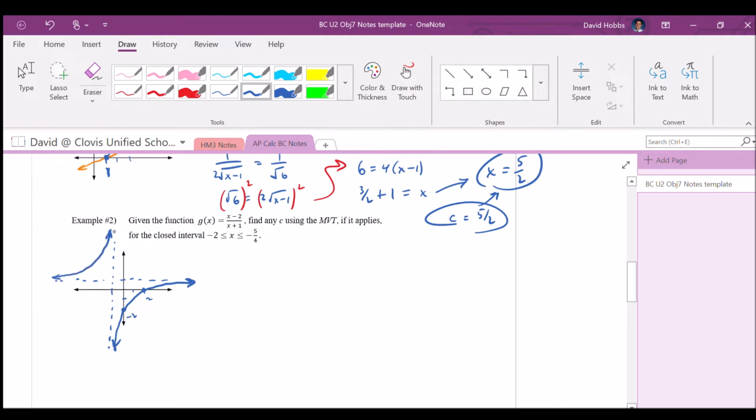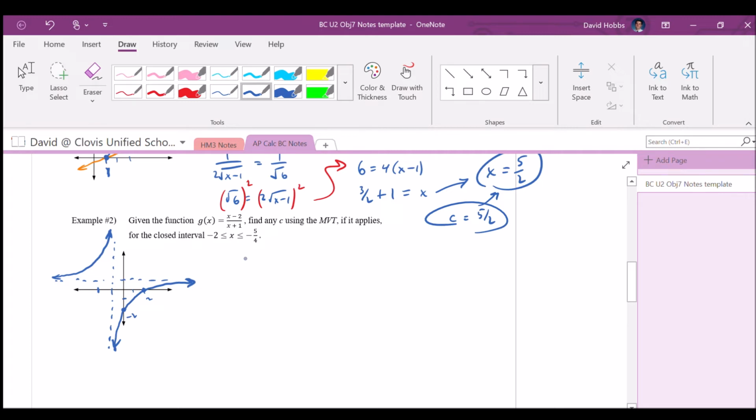Okay, now there's a vertical asymptote, so it's not continuous at x equals -1. So -1 had better not be in our interval, because if -1 is in our interval, then the mean value theorem doesn't apply. But as long as we're to the left side of the vertical asymptote or to the right side, it's going to be a nice smooth curve, and the mean value theorem applies. So the interval is from -2 to -5/4. -5/4 is just to the left of it, so yes, it applies.